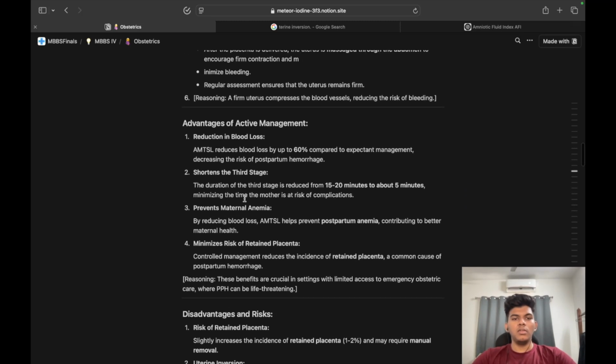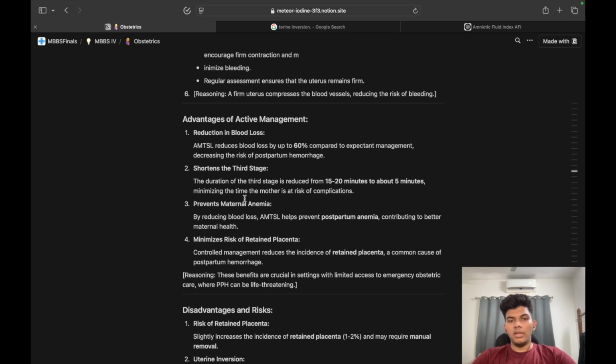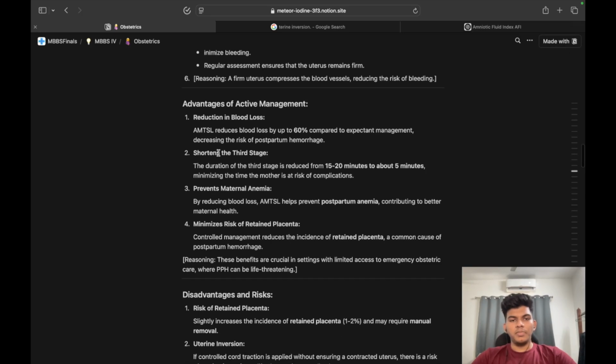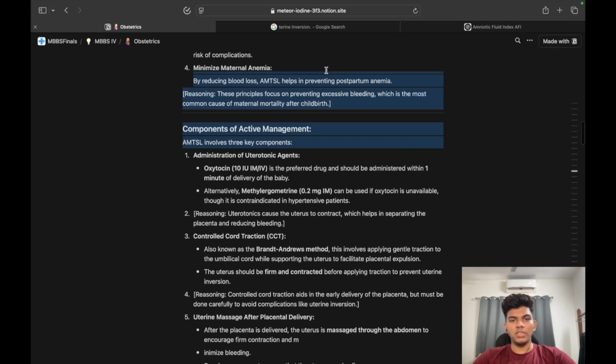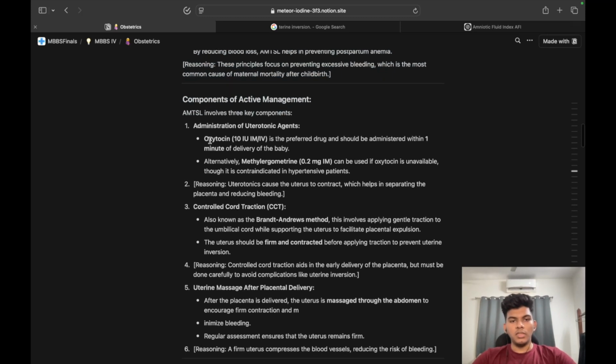Third stage of labor, wherein the placenta is delivered, and during the placenta delivery a lot of blood loss can occur. So that is what we are trying to avoid in the first place. For that we have a maneuver known as the Brandt-Andrews maneuver, and then there is also uterine massage. And first of all, before all of this, there is administration of uterotonic drugs. Which are they? Oxytocin and methylergometrine. One is 10 international units IM or IV. The next one is 0.2 milligram IM for methylergometrine.